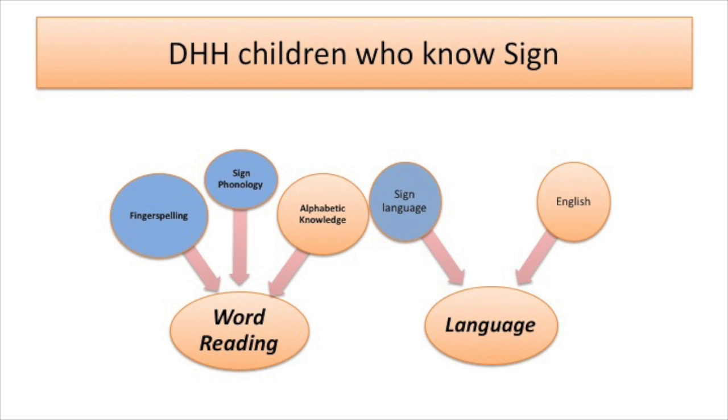So for word reading, instead of spoken phonology, children may be able to use fingerspelling. Some people believe that they use sign phonology, and they combine that with their alphabetic knowledge in order to do word reading. For language, it's the complexity of bilingualism, where their knowledge of English and their knowledge of sign language both work together in the language component, but how they work together is a complex phenomenon, which we will talk more about later. So now what I want to do is talk about how children learn to read.